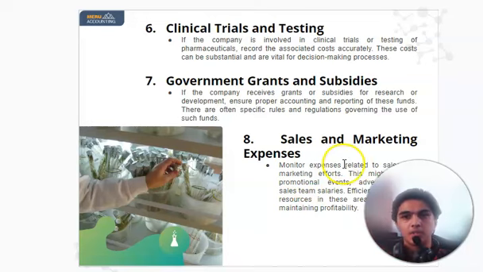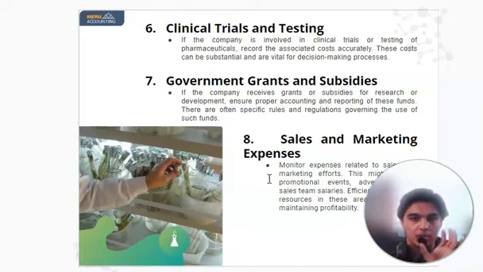Sales and marketing expenses. In sales and marketing expenses, you have to monitor your expenses related to your sales and marketing efforts. This can include your promotional events, or if you are doing some kind of advertisements, then this will affect that too. And your sales team salaries, the marketing agent salaries. This all will reflect the efficient allocation of the resources that you have in these areas. These areas are usually important to maintain for your profitability.